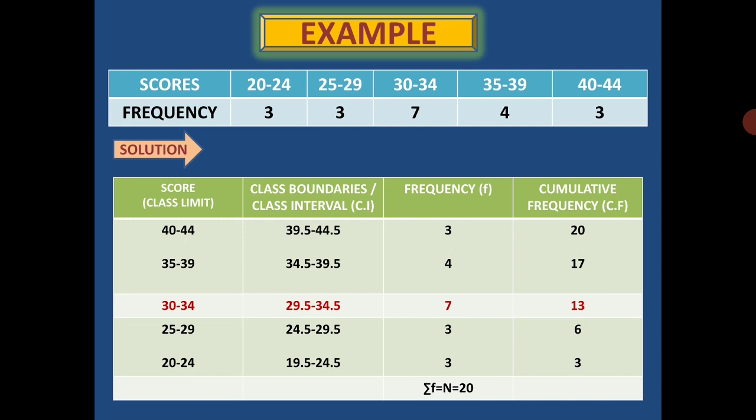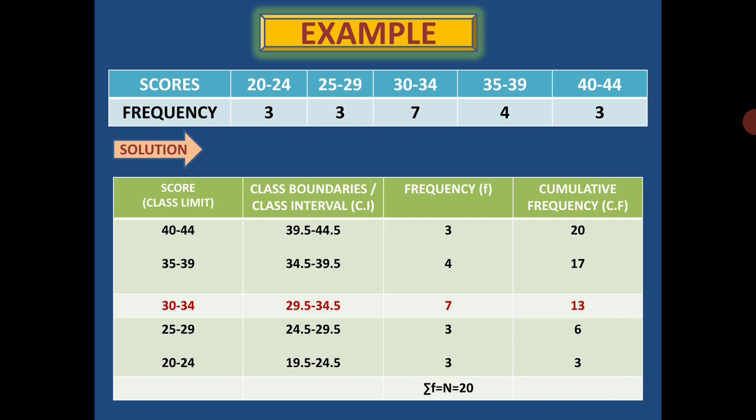Now come to another example for grouped frequency data. Here scores and frequencies are given. Now we arrange the given data in tabular format. The first column is score, which is our class limit. The second column is class boundaries. To get class boundaries, we have to subtract 0.5 from the lower class limit and add 0.5 to the upper class limit for each class limit. This way we get all our class boundaries.